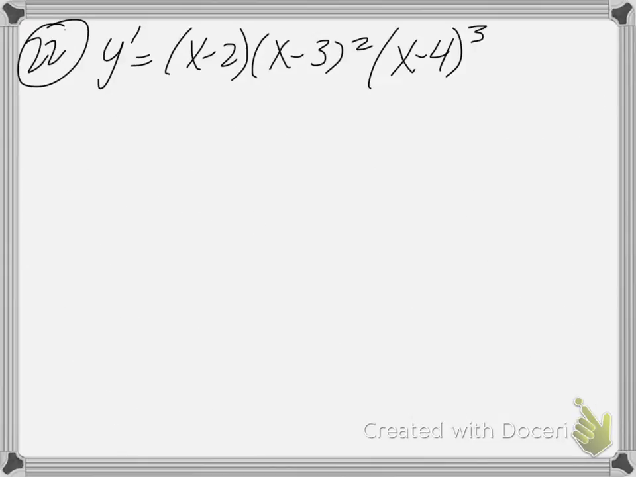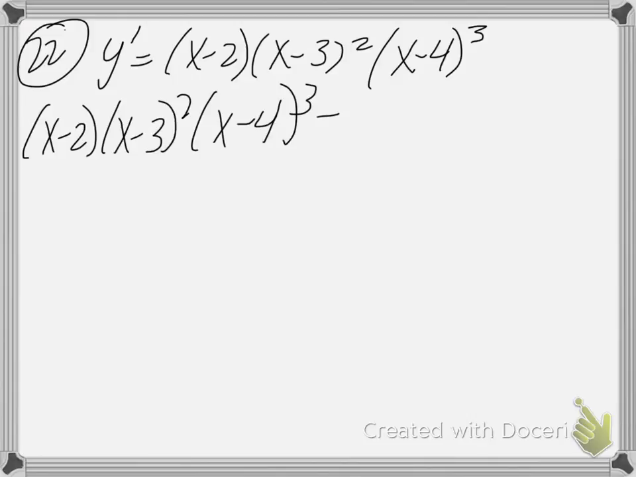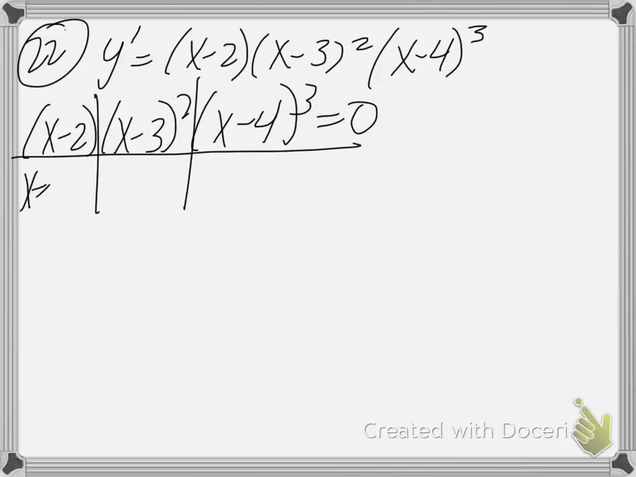Okay, so now we skip to number 22, and we're looking for maxes and mins with this. So to find the max or min, you're going to take the first derivative and set it equal to 0. So they already gave you the first derivative, and we're just going to set that equal to 0. So it's beautifully factored for you already. You'll have 3 solutions. I'm sorry, the answer for 22 is A. Okay, so we get x equals 2, x equals 3, x equals 4.